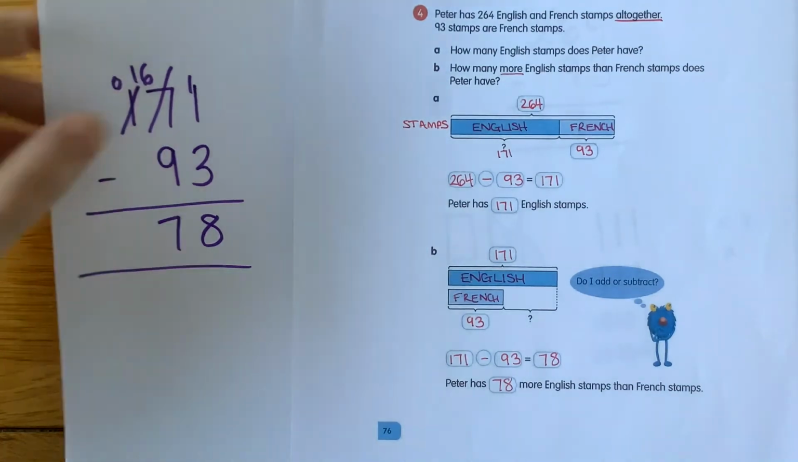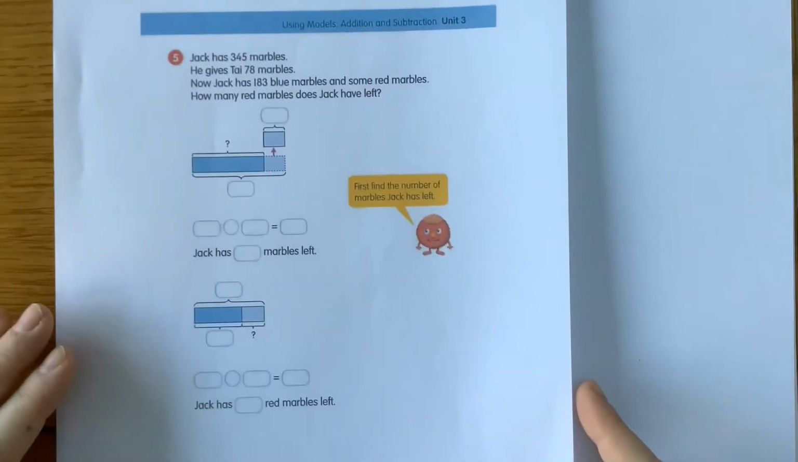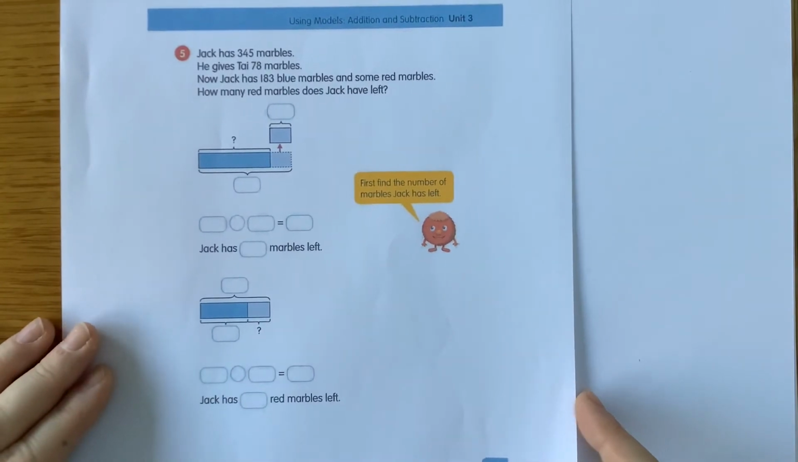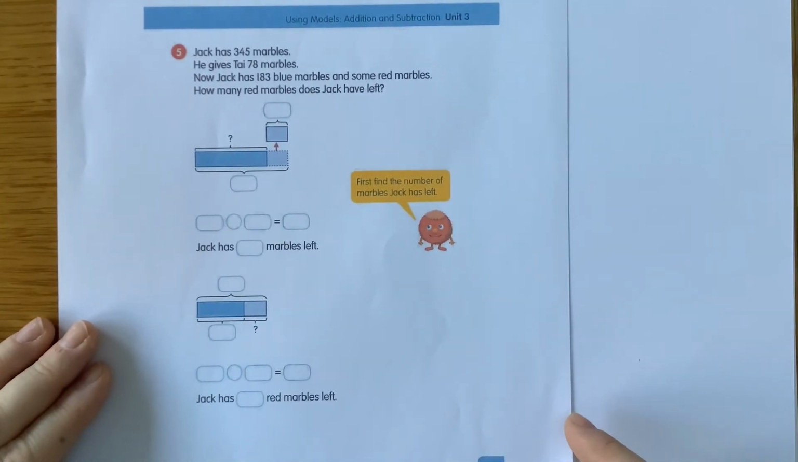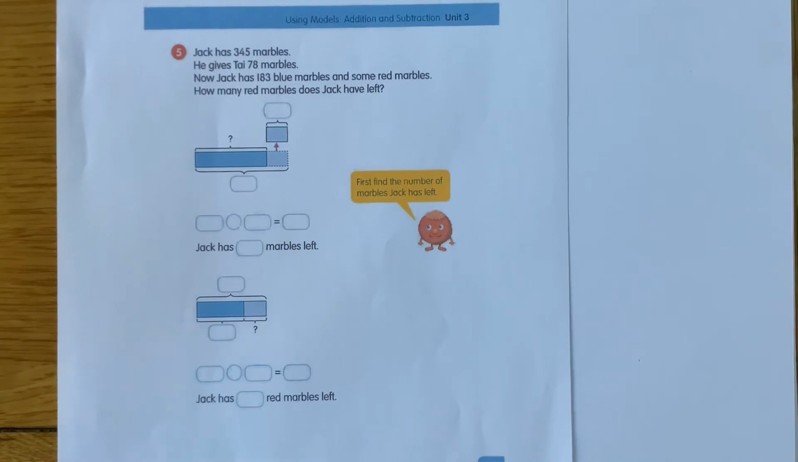We've got one more today before you have your practice. So let's have a look at this one. I'll read the question first and then we'll solve it. Jack has 345 marbles. He gives Ty 78 marbles. Now, Jack has 183 blue marbles and some red marbles. How many red marbles does Jack have left? Right, that's quite a lot of reading, isn't it? So let's just have a look and see what we need to do.